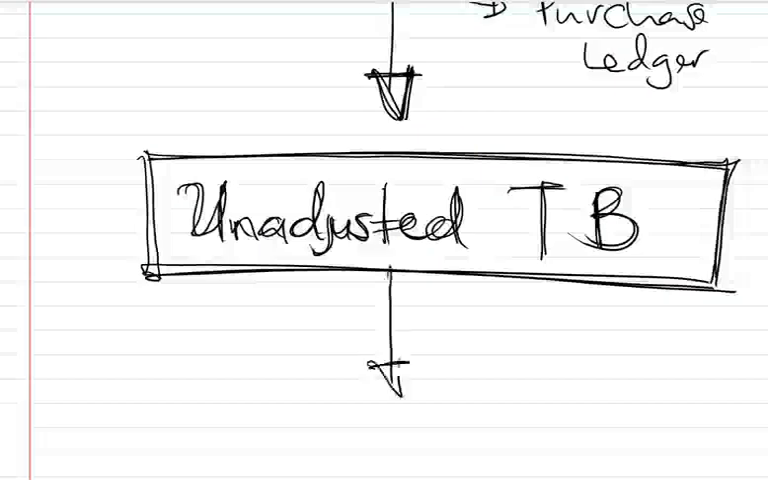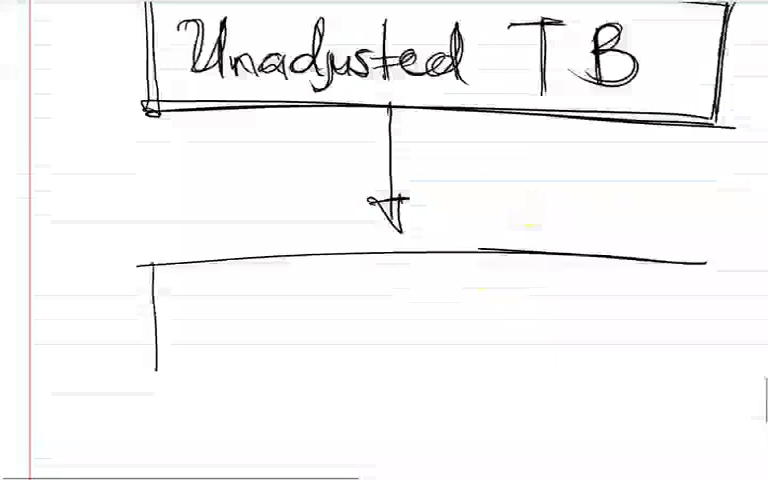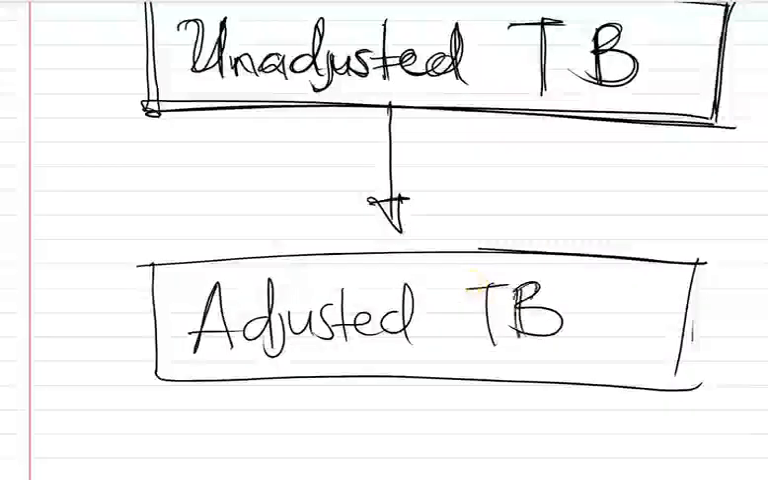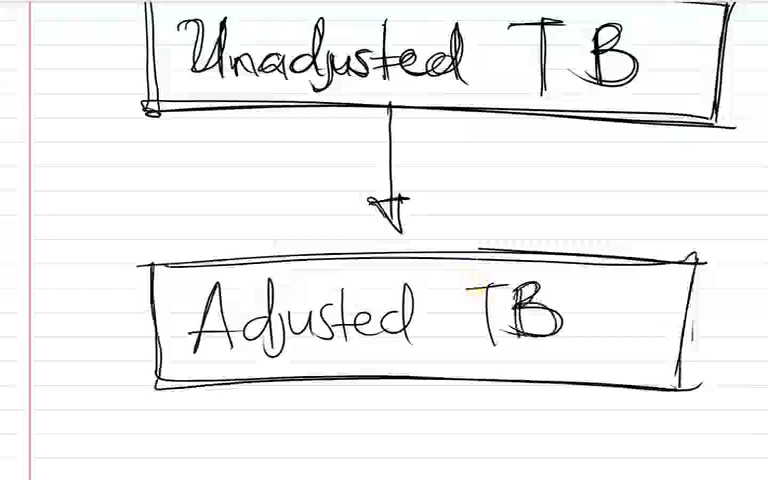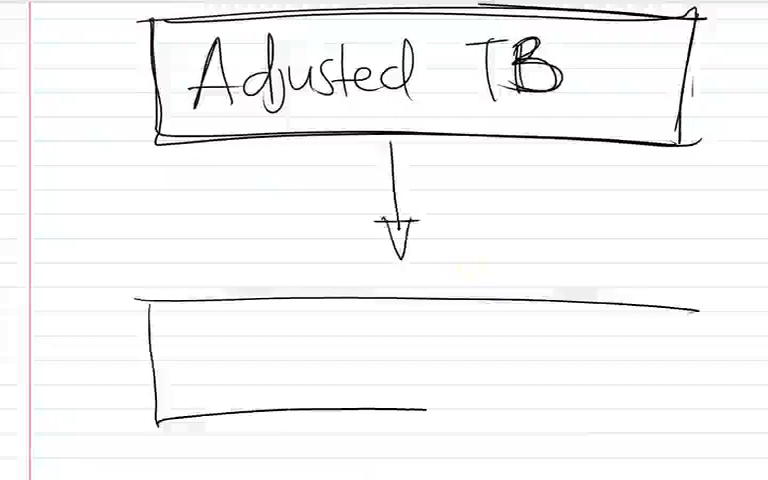After that, we come up with the adjusted trial balance. It's the trial balance now that we have adjusted for year-end adjustments, like depreciation. We have adjusted for prepayments and accruals. We have adjusted for other year-end adjustments. From here now, we can come up with the financial statements. That's the flow.